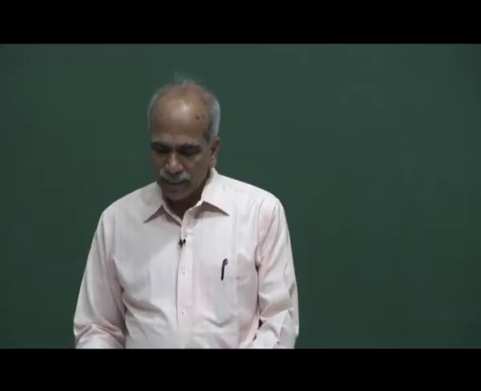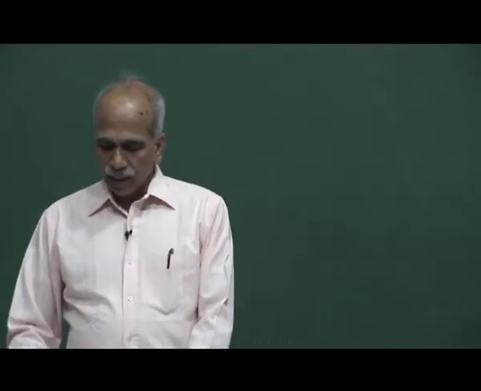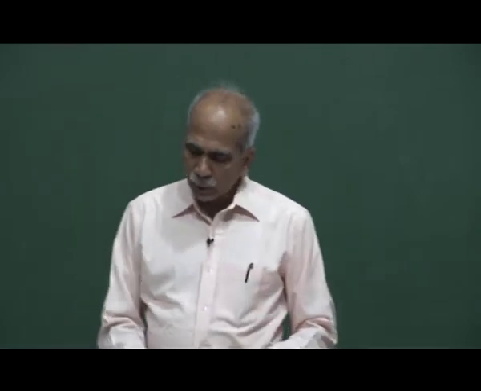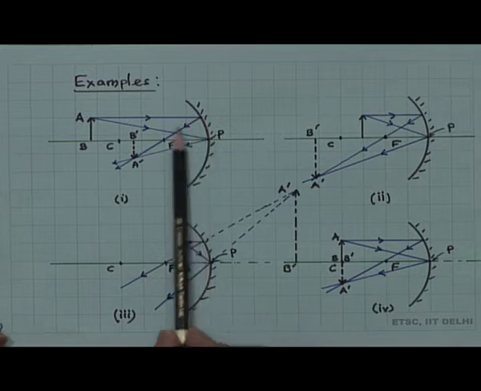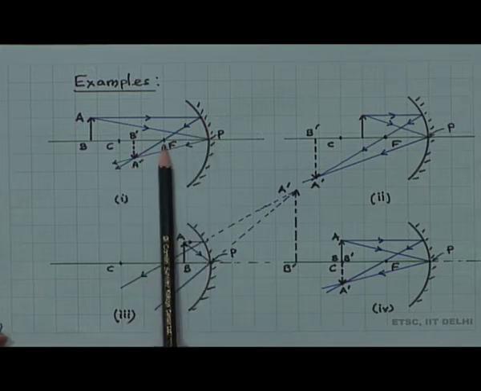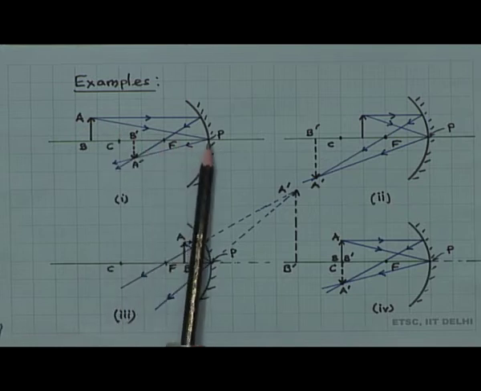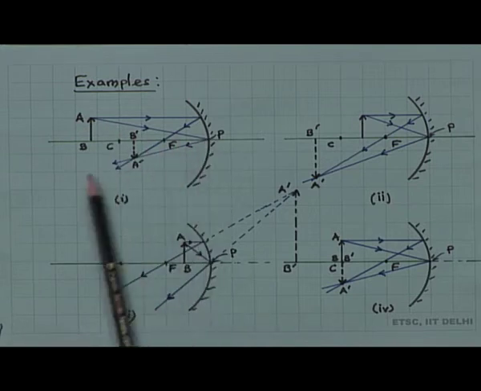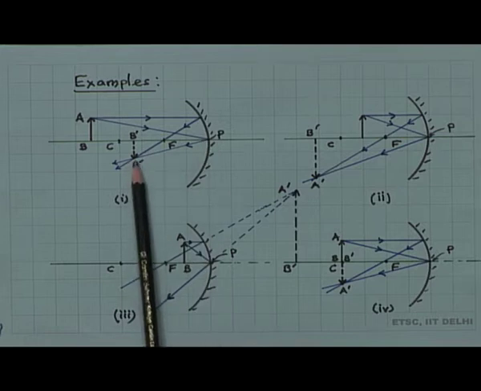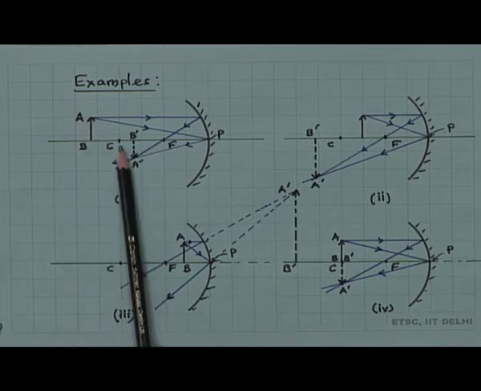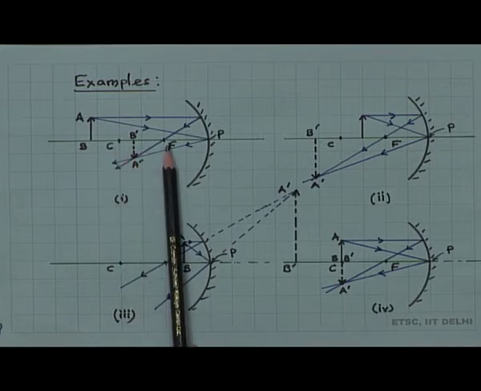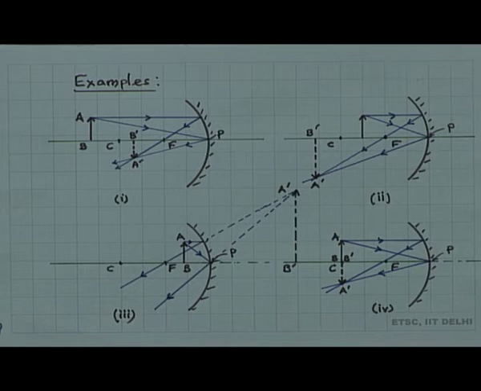Now, let us take some examples geometrically. I have considered only two rays. This is the object AB. A ray parallel to the axis is reflected passing through the principal focus, and the ray which is incident at the pole is reflected satisfying the law of reflection. Here they intersect, and that corresponds to the image. A dash B dash is the image, AB is the object, C is the center of curvature, F is the principal focus, and P is the pole. We will follow this notation throughout this lecture.